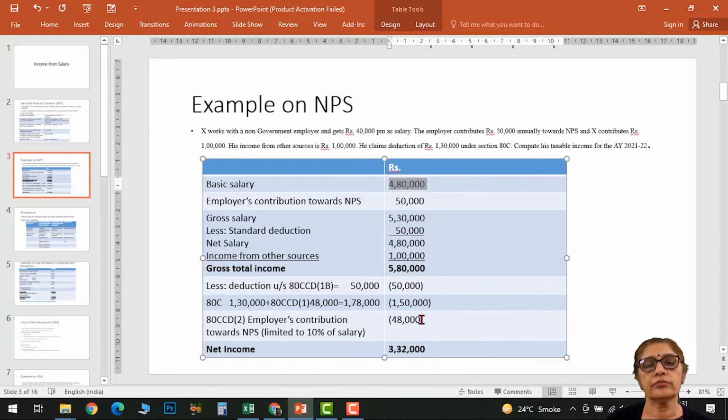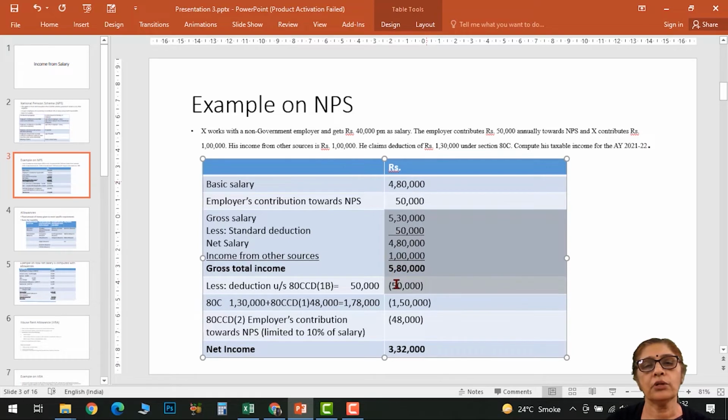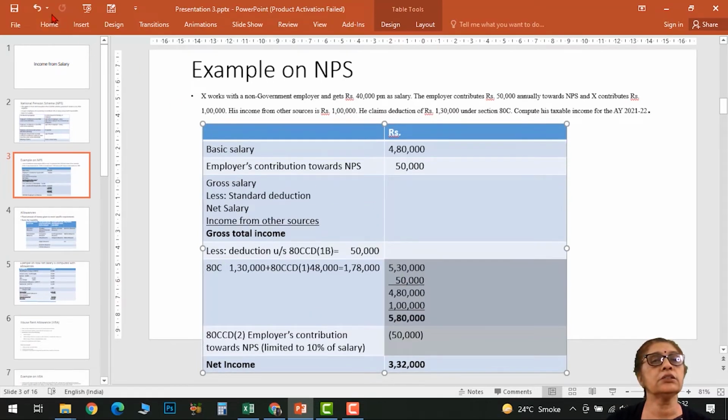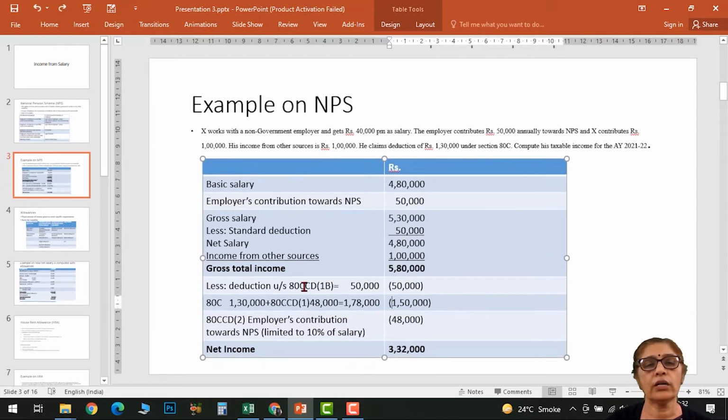48,000. Employer contributes how much? 50. But we shall limit it to 10%. That is 48,000. So this is your gross total income and these are your deductions. See, we have three deductions. One, 80CCD(1B), two, 80CCD(1) along with 80C, three, 80CCD(2).